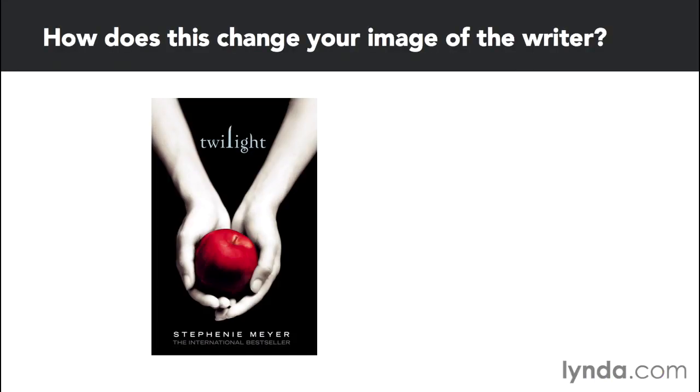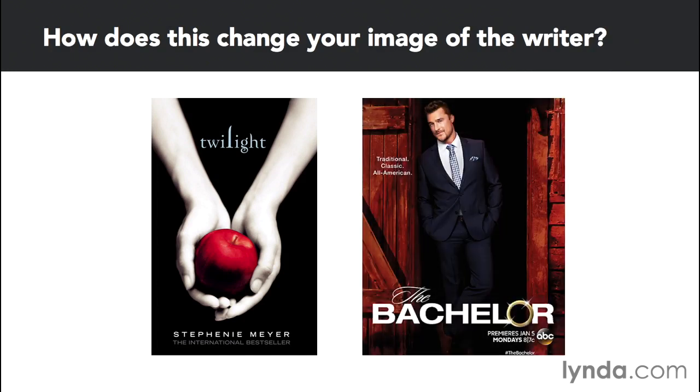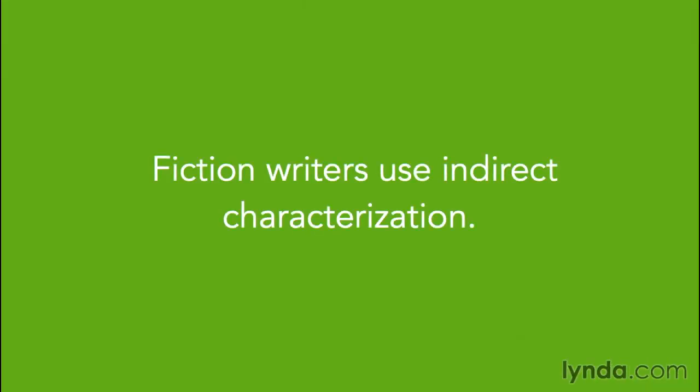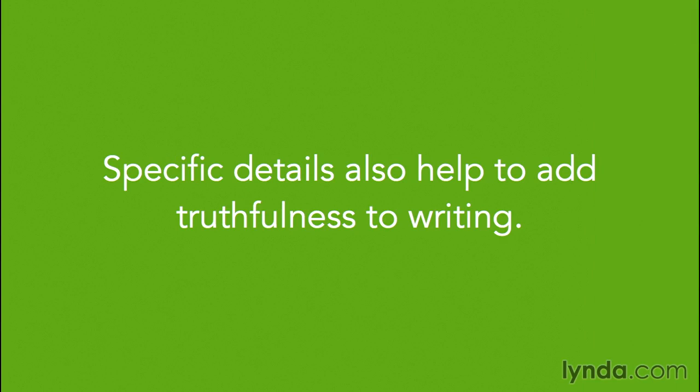Now, try substituting Twilight for Game of Thrones, or The Bachelor for Doctor Who. How does that change your image of the person who wrote this essay? Fiction writers use specific details for indirect characterization, like we talked about in our last movie with the example from The Scarlet Letter. But in narrative writing, specific details also help to add an element of truthfulness to writing.